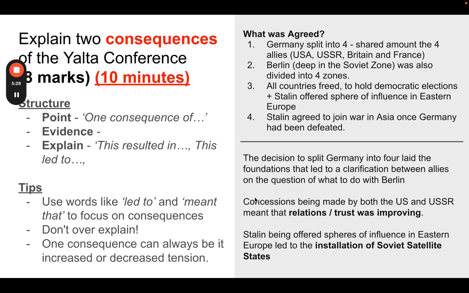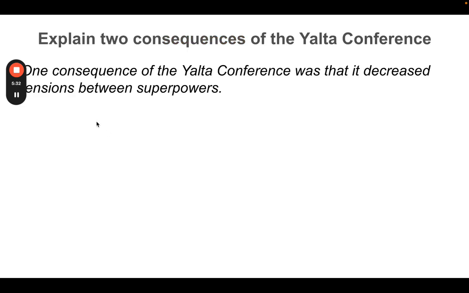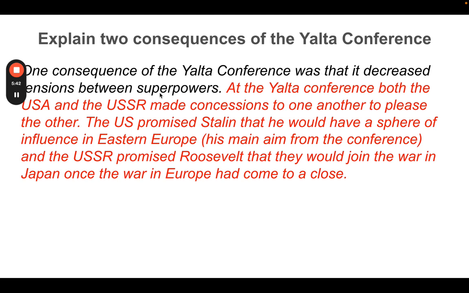Now, when we are writing this up, it will look as follows. You give the point. One consequence of the Yalta Conference was that it decreased tensions between superpowers. Then I need to go on and give my evidence. At the Yalta Conference, both the USA and the USSR made concessions to one another to please the other. The USA promised Stalin that he would have a sphere of influence in Eastern Europe, his main aim for the conference, and the USSR promised Roosevelt that they would join the war in Japan once the war in Europe had come to a close.